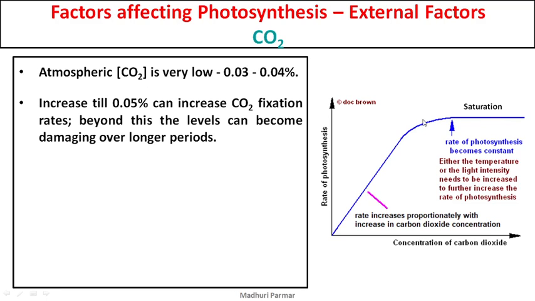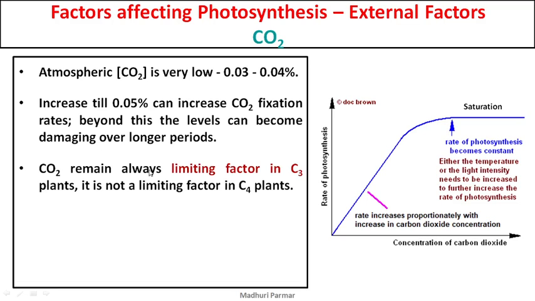So at this point, if there is saturation because of carbon dioxide, you either need to change the temperature or light intensity to again increase the rate of photosynthesis. Otherwise, carbon dioxide is at its maximum possible concentration, and the rate of photosynthesis is at its maximum possible rate.